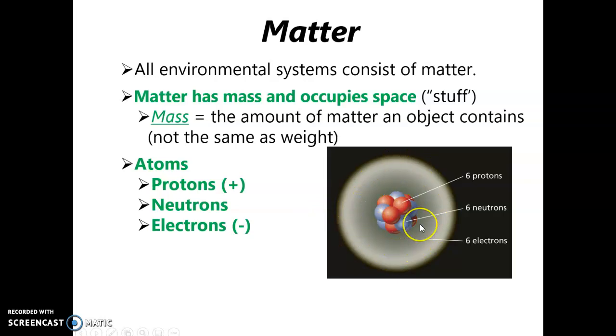And then in orbits around the nucleus are very tiny particles known as electrons that have very little mass and are circulating around. An easy way to remember: protons, pro, like I am pro something. That means positive. Neutron is much like the word neutral. It means it does not have a charge, positive or negative. And electrons are like electricity. It's a flow of negative charges.